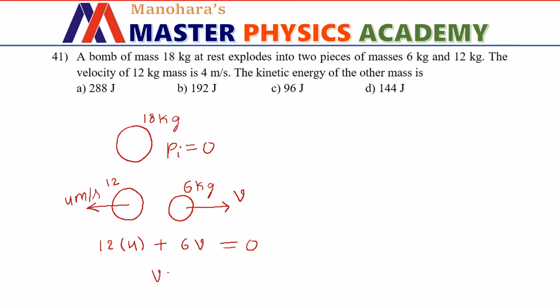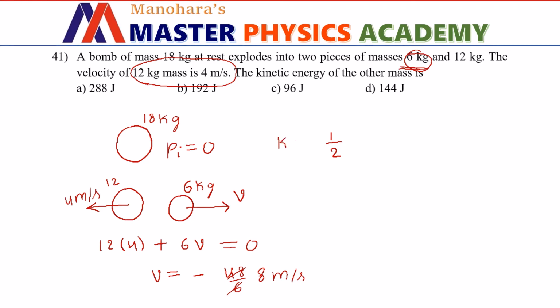So solving this, we will be getting v equals minus 12 into 4, which is 48, divided by 6. So it is going to be 8 meter per second with a negative sign. Negative sign indicates that it is opposite to the velocity of 12 kg mass. Now they are asking the kinetic energy of the other body. Other body means the body which is having mass 6 kg, because we got the information here about the 12 kg mass. The kinetic energy of the other mass means they are asking about the body which is having 6 kg mass.